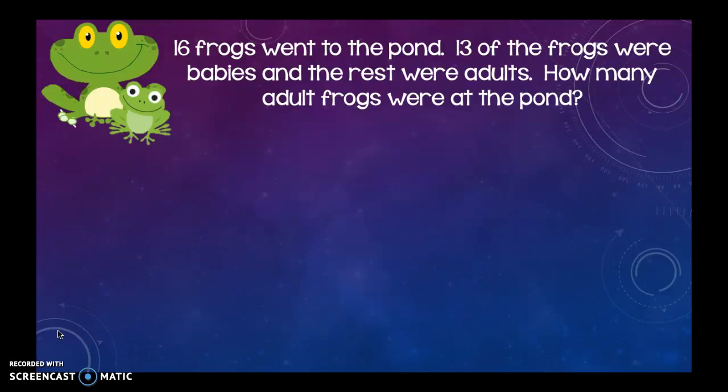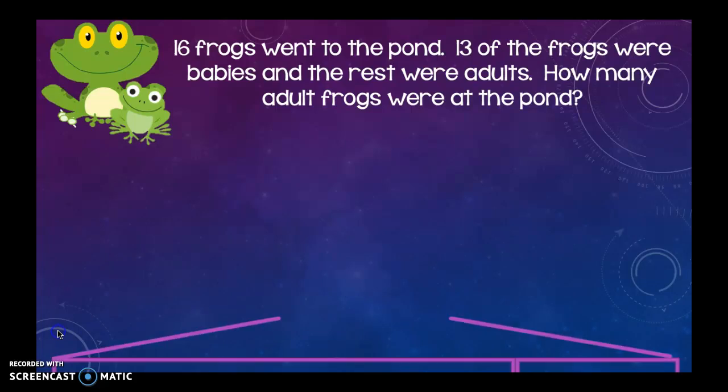Here we go. 16 frogs went to the pond. Go ahead and fill that information in on your tape diagram. 13 of the frogs were babies. Fill that in. And the rest were adults. Okay, go ahead and find how many adult frogs were at the pond. Press play to check your answer.